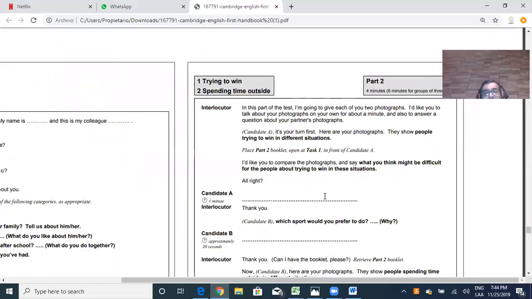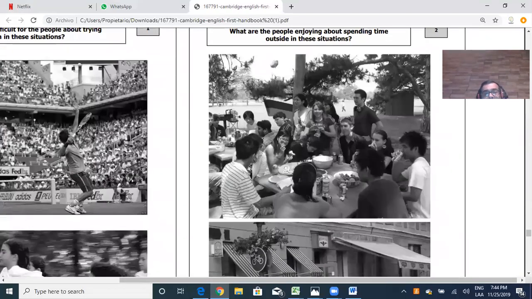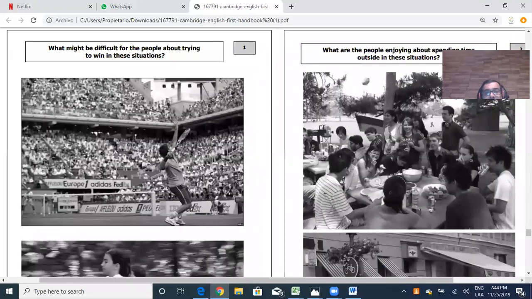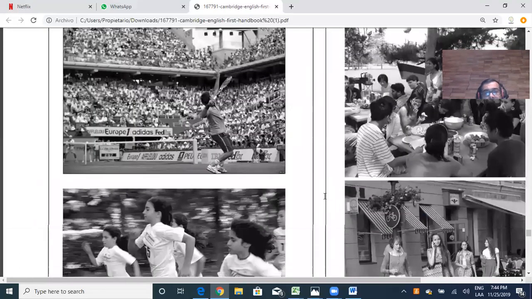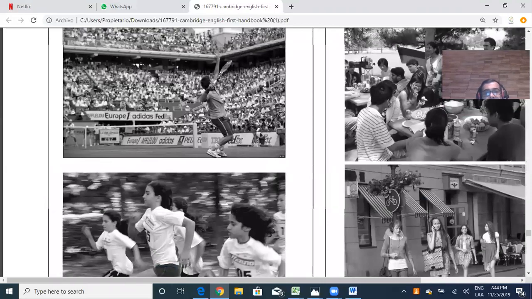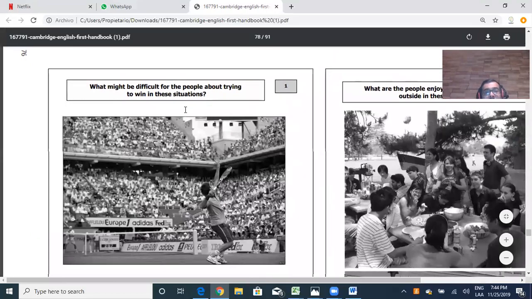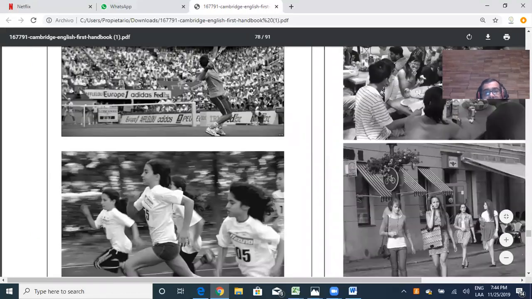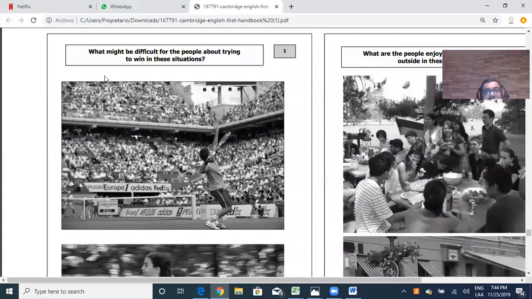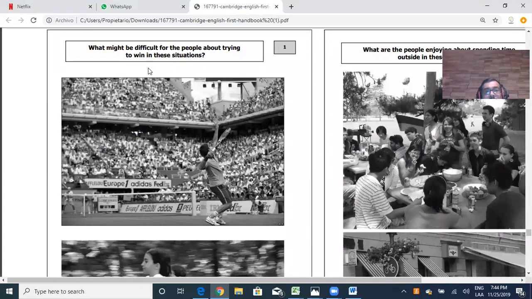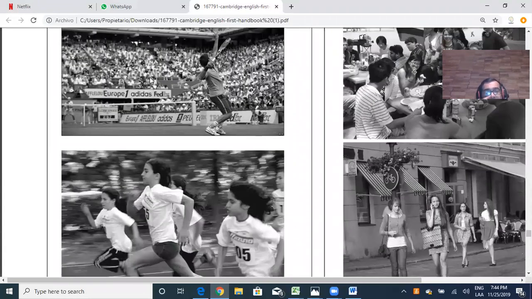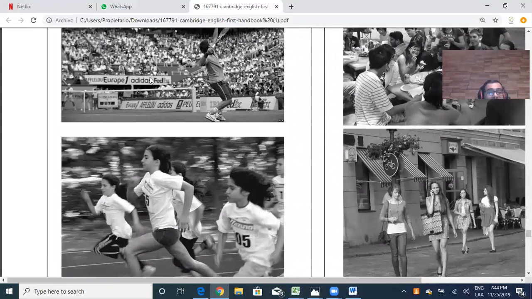Okay, so let me show you the pictures here. These two, right? Okay. So compare them first, right? And then what might be difficult for the people about trying to win in these situations. Okay, so you can start.